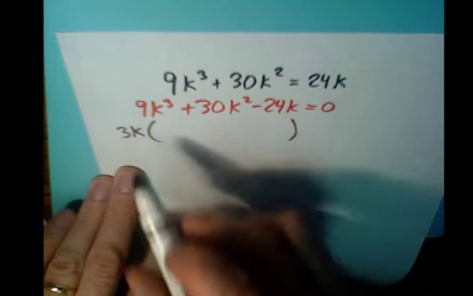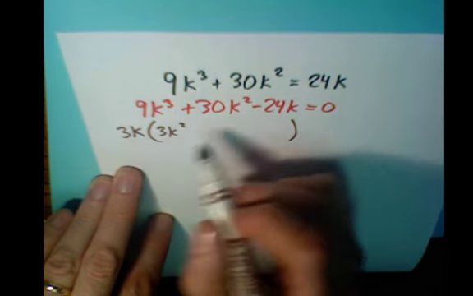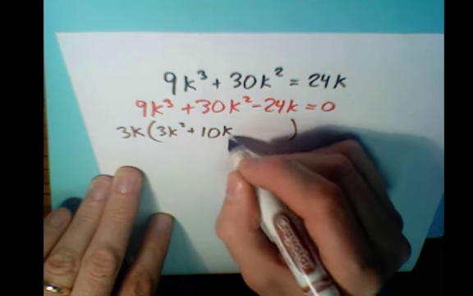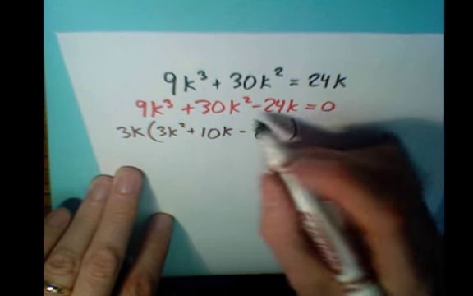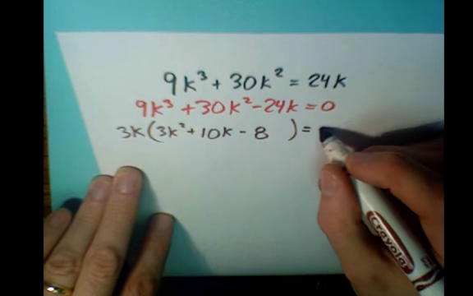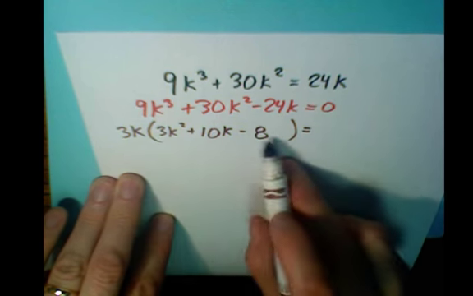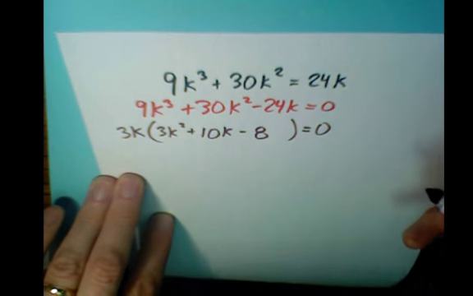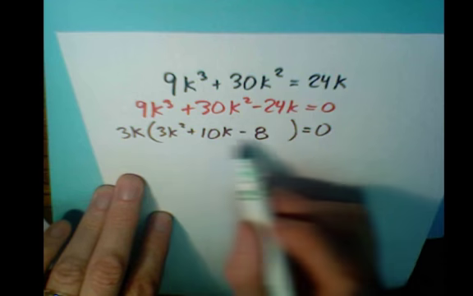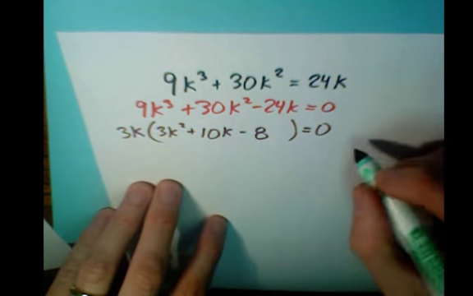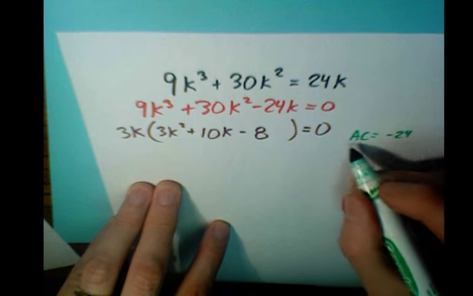So the GCF is actually 3k. 3k times 3k squared is 9k cubed. 3k times 10k is 30k squared, and 3k times a negative 8 is negative 24k. Whenever you do factoring, you always want to multiply out in your head to make sure that if you were to actually multiply this, you would end up with the original line. It's always good to multiply while factoring. Now, here is a trinomial, which we can factor using the AC method. In this case, AC is 3 times negative 8, which is negative 24.